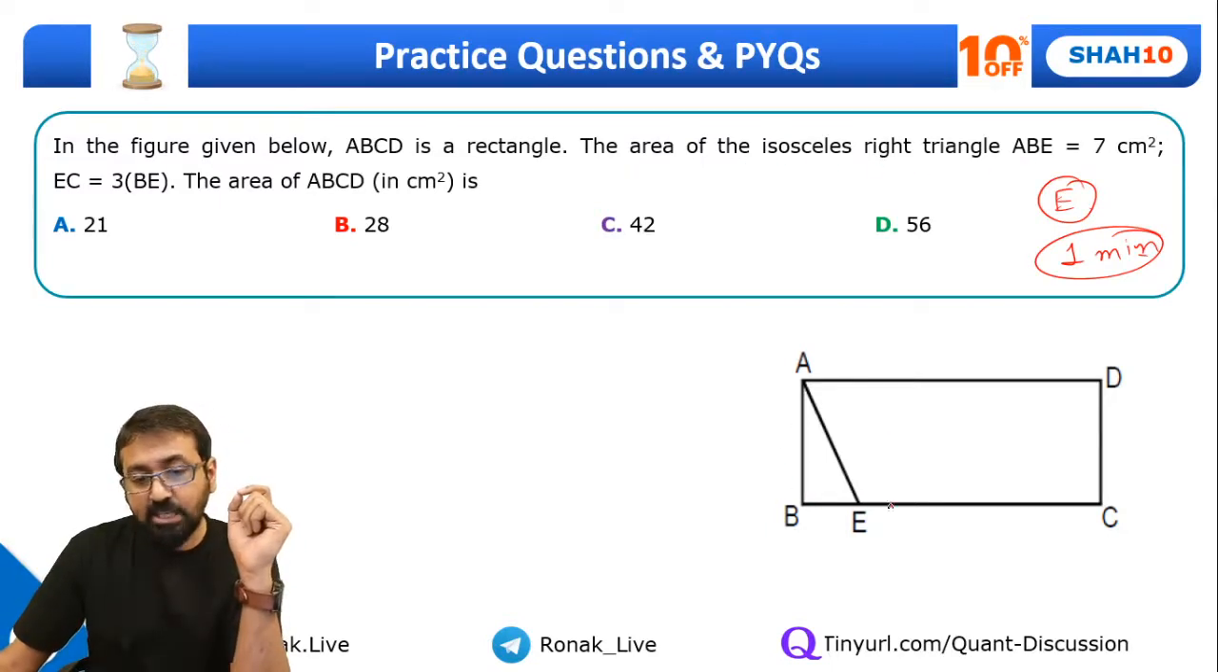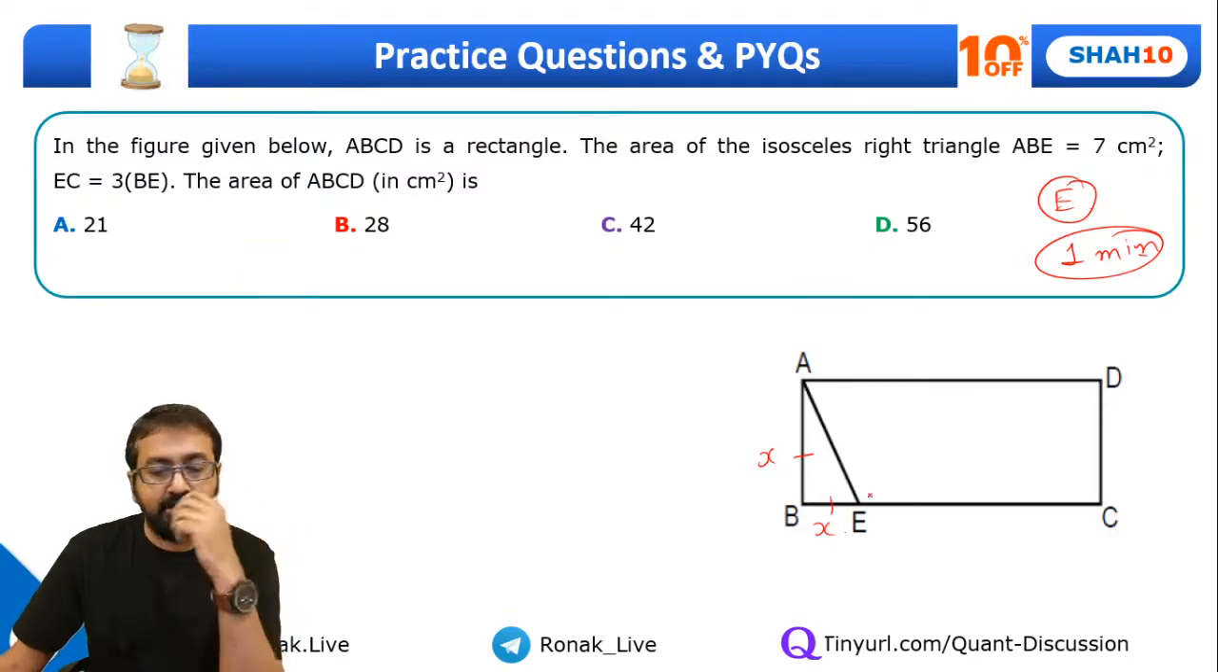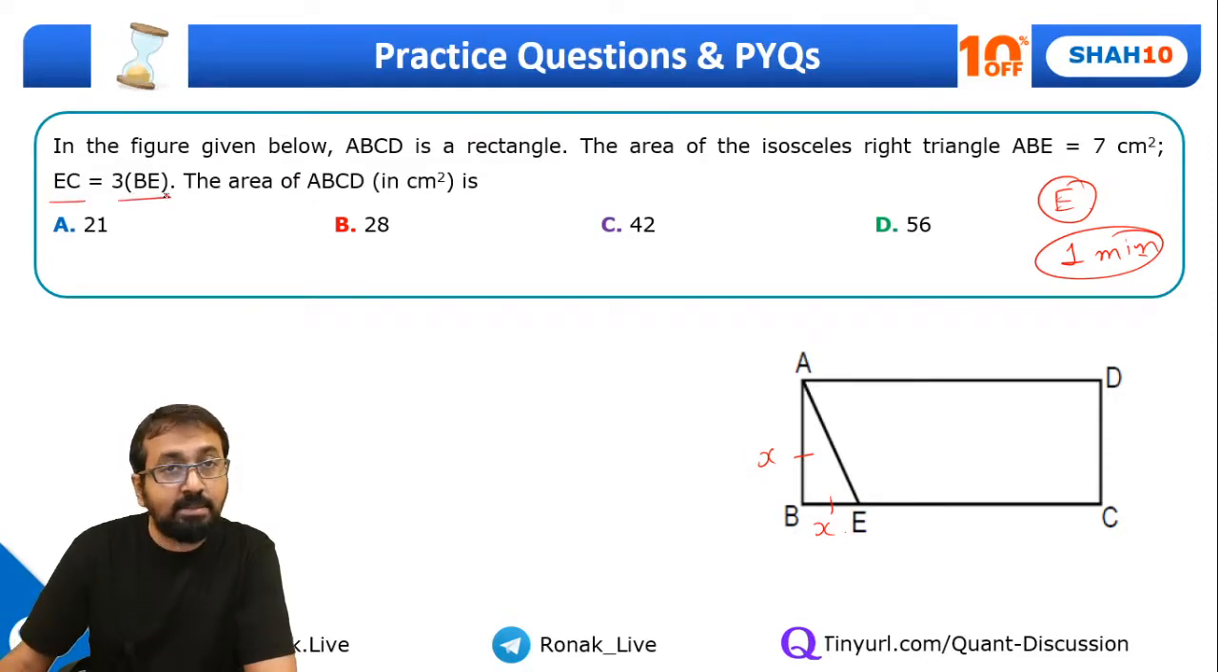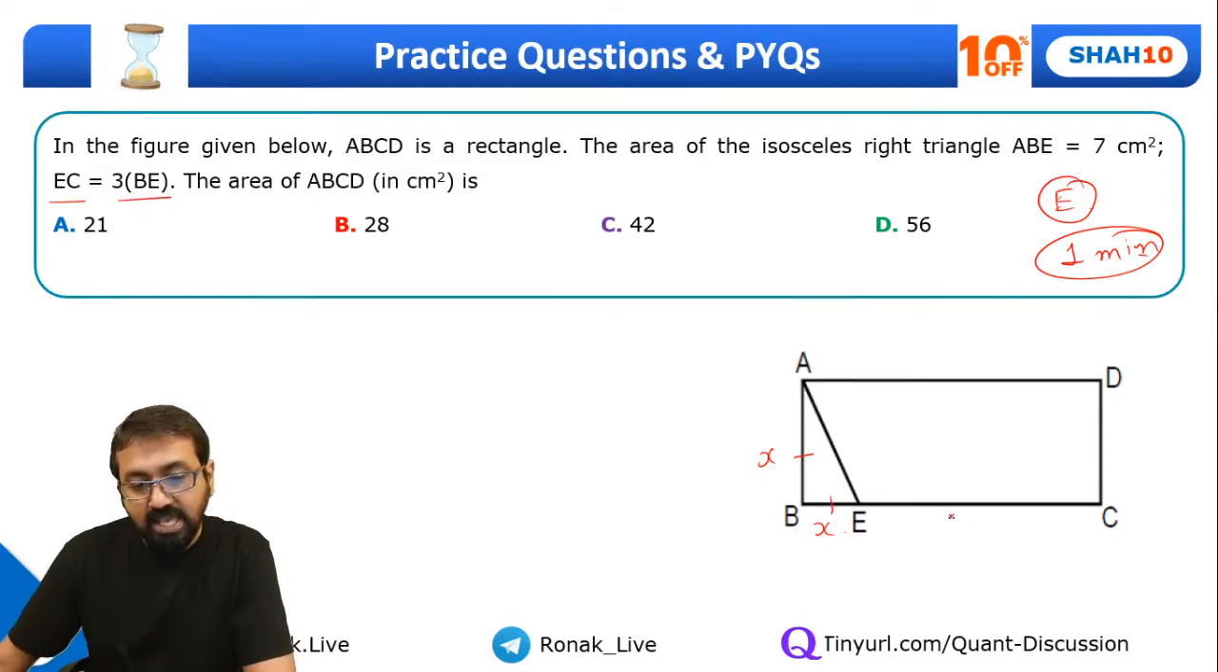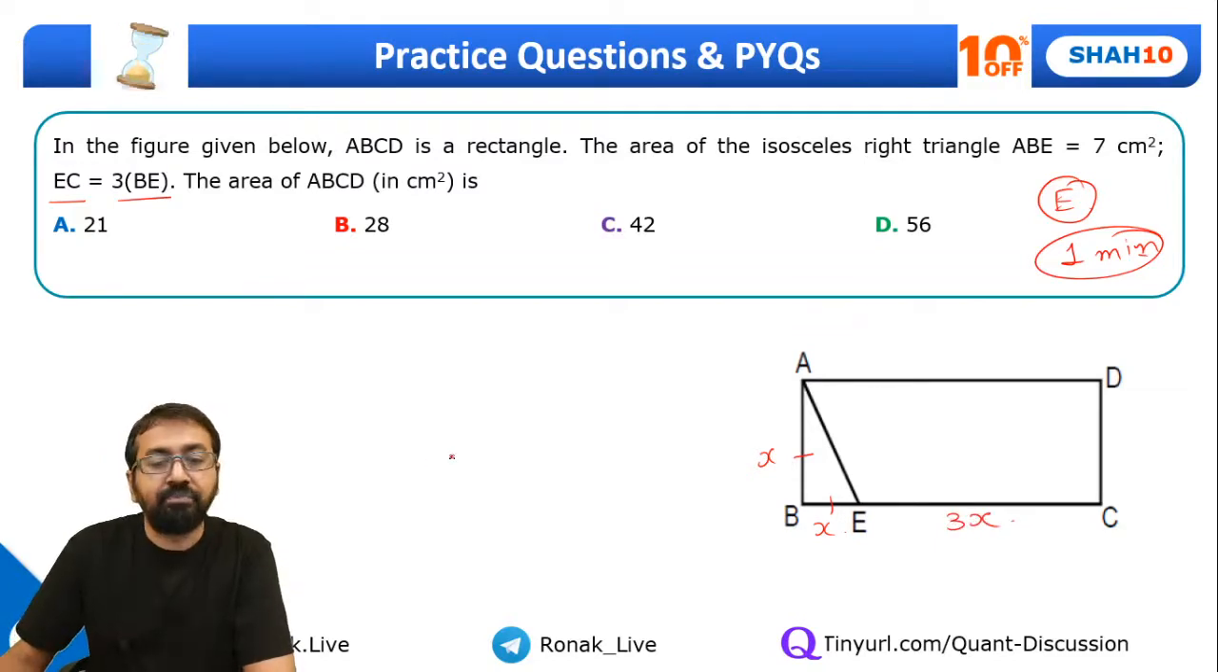Now please understand, ABE is an isosceles right angle triangle, so of course these two sides have to be the same, and this area is given as 7 square centimeter. This is what we know. So based on that, you need to find out one more thing. What you know is EC is 3 times BE. So if BE is X, EC has to be 3X, right? And this area is given as 7 square centimeter. So using this, we need to find out the area of ABCD.